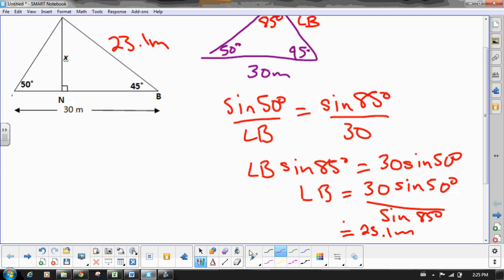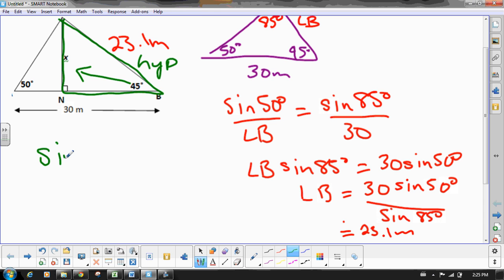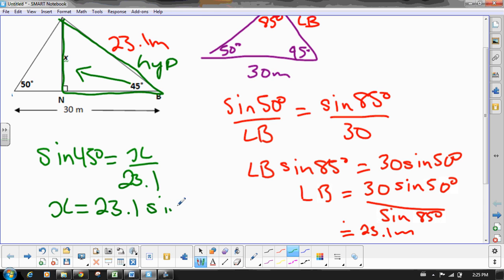From there, all I'm going to consider is the triangle that I've highlighted in green. So now I have a right triangle. If I'm looking at 45, this here is my opposite. This is the hypotenuse. So the sine of 45 degrees is going to equal x over 23.1. So x equals 23.1 sine of 45. So x would have a value of about 16.3 meters, which makes sense based on the picture because it has to definitely be less than 30.